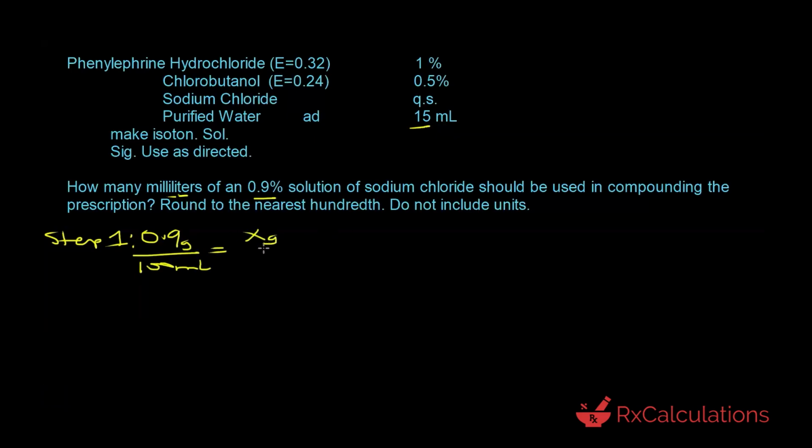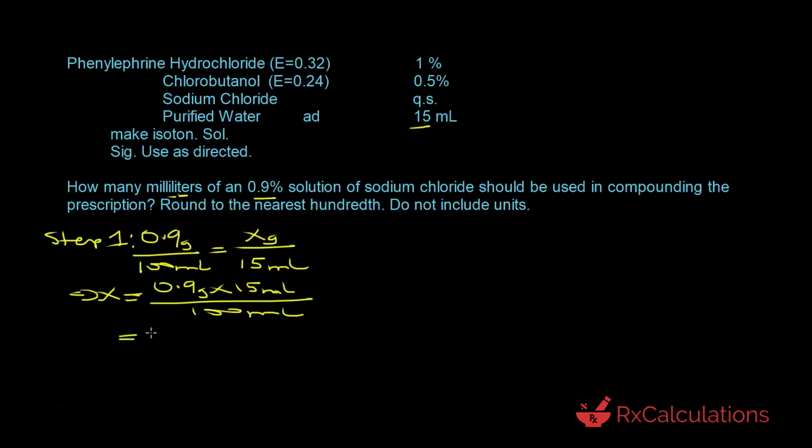So what will be its equivalent mass that will be needed to make 15 mL isotonic? So we solve for x. X is going to be equal to 0.9 grams times 15 milliliters divided by 100. And now that's going to be equal to 0.135 grams NaCl. And I'm just going to put that right here.